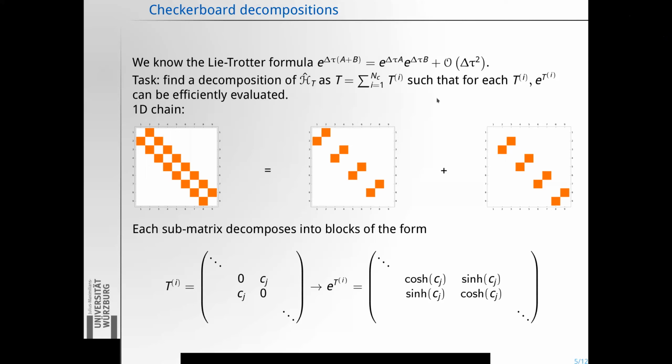And now the task that we have to consider is to find a decomposition of a given hopping matrix as a sum of new matrices, such that for each hopping matrix we can evaluate the exponential more efficiently. The prototypical example here is the one-dimensional chain.